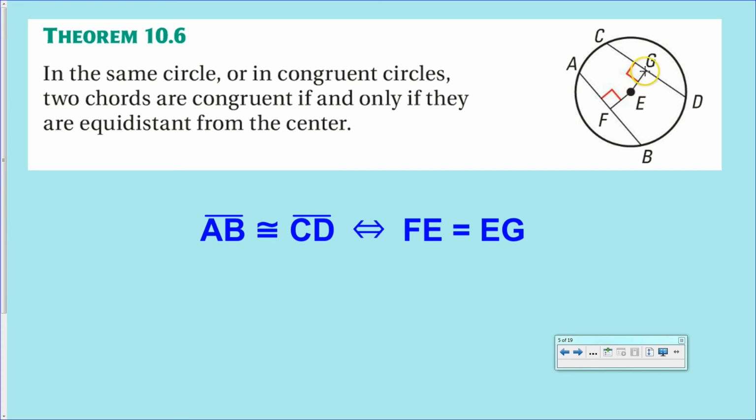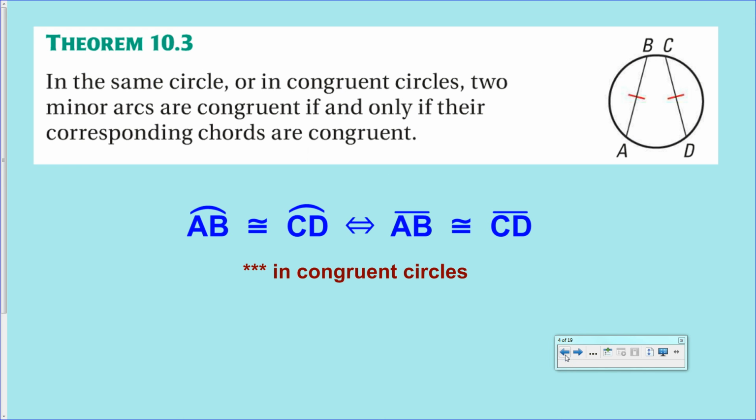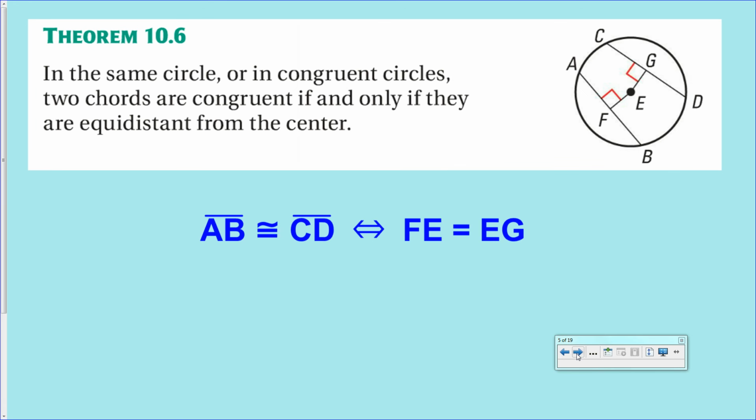So this has to be a perpendicular path right here in order for this to be true. However, there is some added strength of this theorem: it is an if and only if statement, just as 10.3 was. So this is an if and only if statement, as is 10.6. 10.4 and 10.5 are not quite if and only if statements. They're close, but you need to add some more conditions to them to make them work all the time.